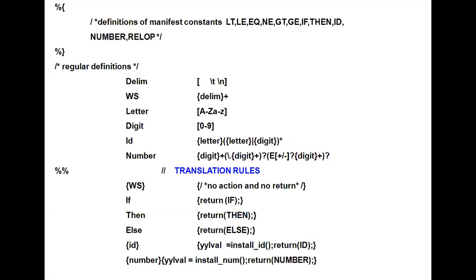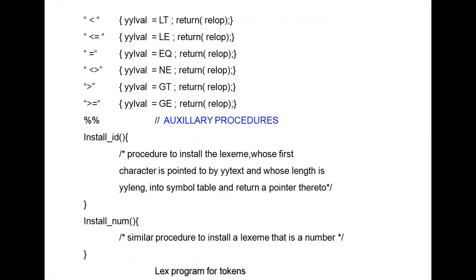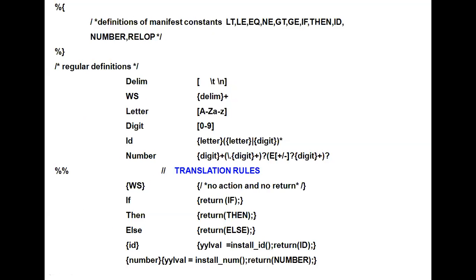See here, the name of the rule section is translation rules. What does the rule section consist of? Regular expressions with associated actions. I think you all get it. For example, here we have WS, which is white space. If we encounter white space, we should ignore it in a lexical analyzer.